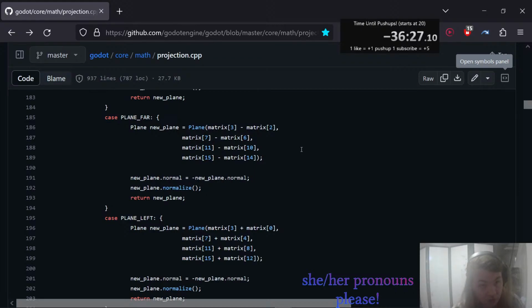case PLANE_FAR: { Plane new_plane = Plane(matrix[3], matrix of 3.